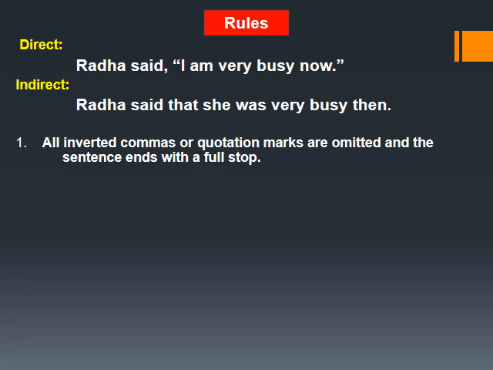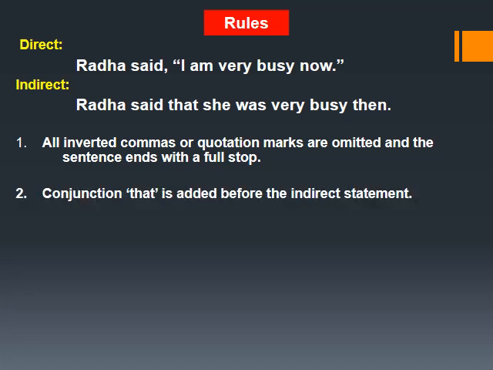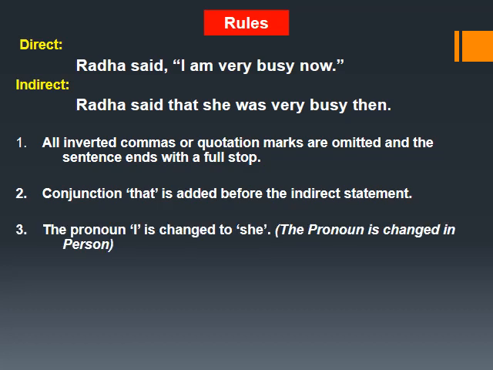First one, see that all inverted commas, or if there is a question mark, they will be omitted and the sentence ends with a full stop. So this is one of the things that you have to be careful about. No quotation marks, no question marks that you may see in the direct speech. And a conjunction is added before the indirect statement. In most of the cases, I won't say all cases, most of the cases, that is added before the indirect speech or indirect statement.